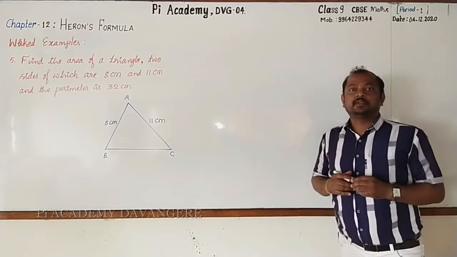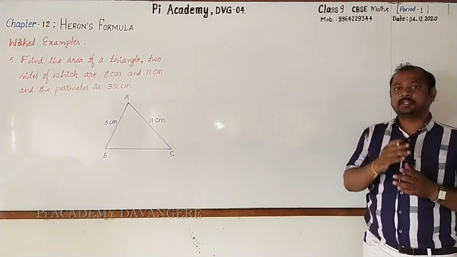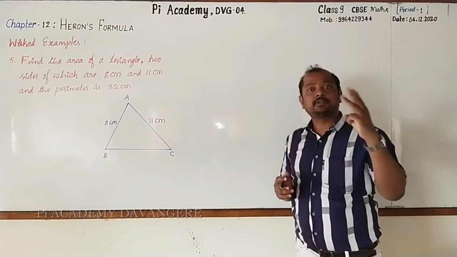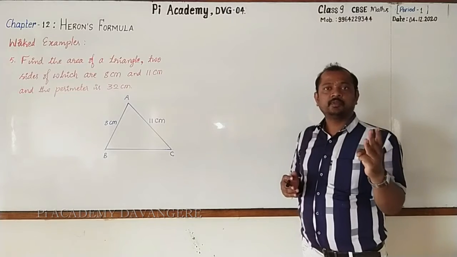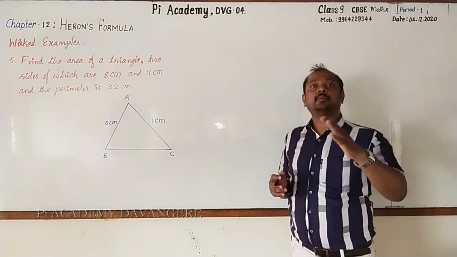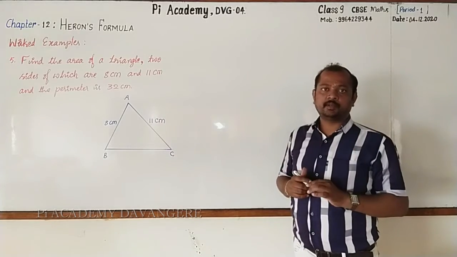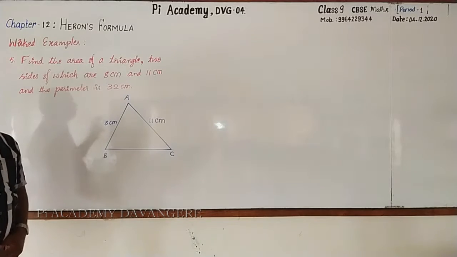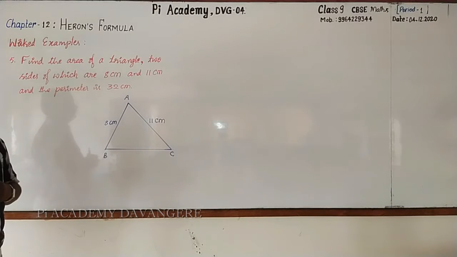Dear students, now we are moving to the third type. Just recall the first two types. In the first type, all the three sides were given, right? In the second type, they had given the sides in the form of a ratio with perimeter. Whereas in the third type, they will give you two sides and a perimeter. With that information, we should find out the area of the triangle. Let me go for explaining.